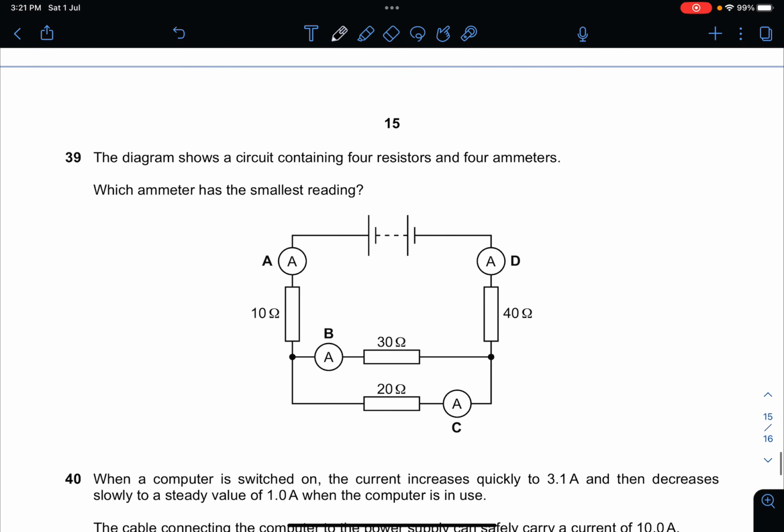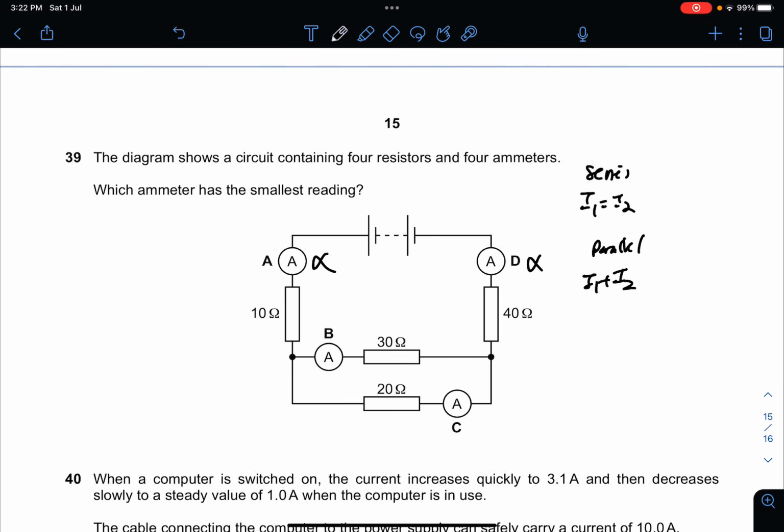Okay, 39. The diagram shows a circuit containing 4 resistors and 4 ammeters. Which ammeter has the smallest reading? We know that I1 equals I2 for a series circuit, and for parallel it is I1 plus I2. Let's see A. A cannot be. Once it is at the start of the circuit, it always has the highest reading because I1 equals I2. So A and D will be rejected. Let's see B and C.